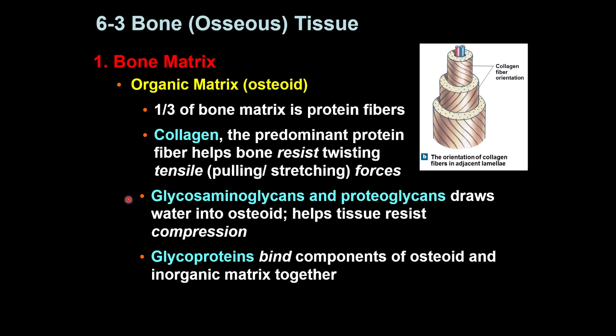The second type of organic matrix is called glycosaminoglycans and proteoglycans. Glycosaminoglycan is carbohydrate, and proteoglycan is a mix of carbohydrate and protein, and they absorb water. That absorption prevents compression of the bone. For example, when you stand, there's a lot of weight, but the bones in your legs will not shorten because they resist compression. Or the bones and vertebrae will not compress because of the water that is inside.